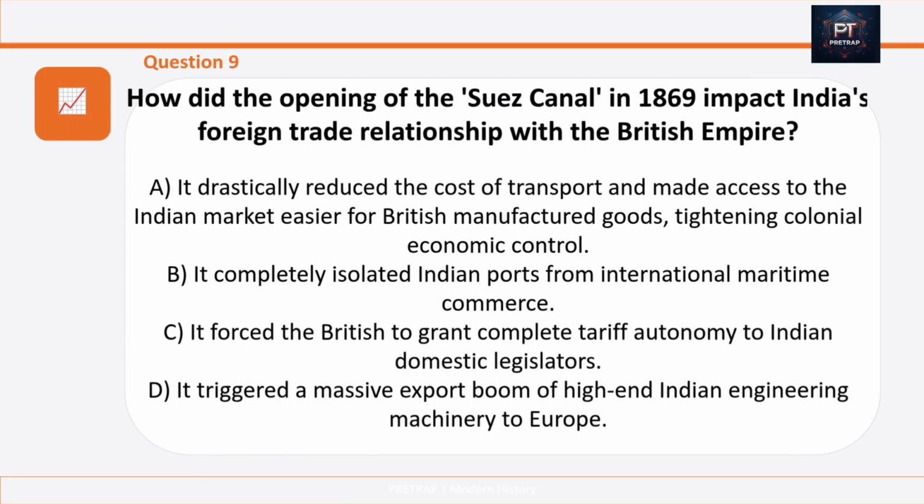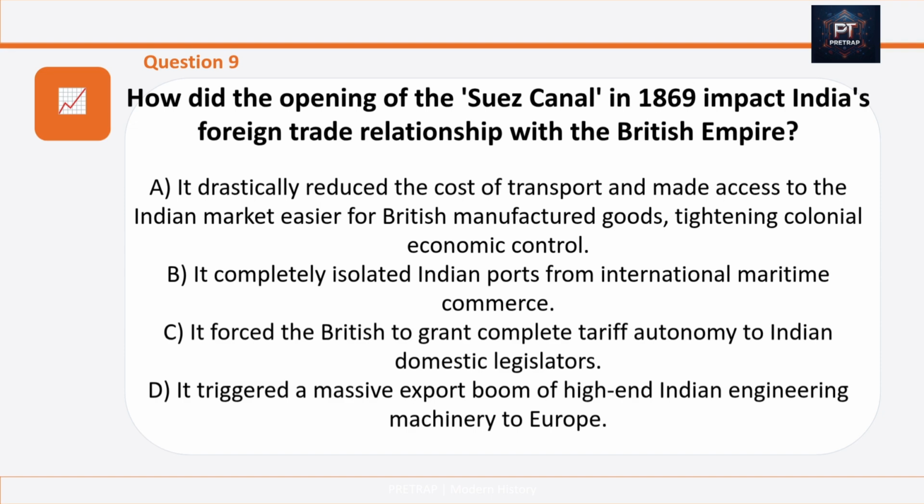Question number 9 is, how did the opening of the Suez Canal in 1869 impact India's foreign trade relationship with the British Empire? Option A, it drastically reduced the cost of transport and made access to the Indian market easier for British manufactured goods, tightening colonial economic control.